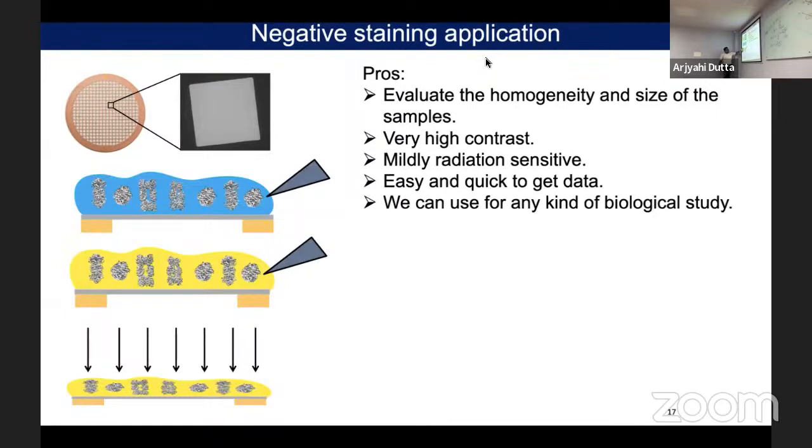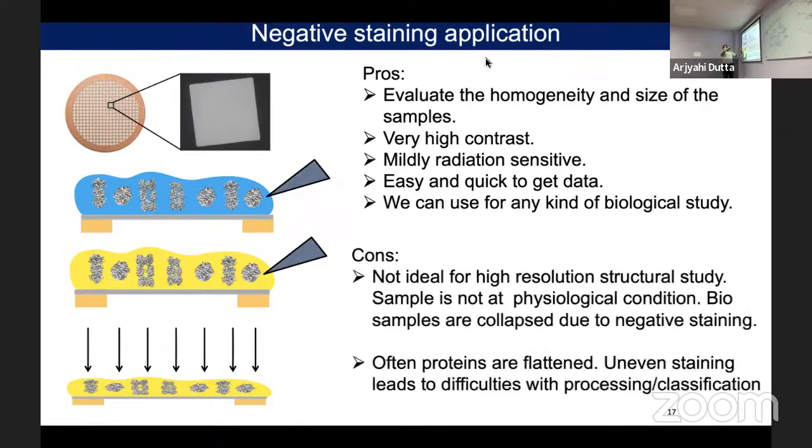Then when the electron beam passes through this, you can get a 2D image. When there is a 3D structure and you blot everything until it is completely dry, it is basically collapsed and not in its original position. That is why, as I mentioned here, most of the time you can check the homogeneity, size, and concentration of the sample. The contrast is always very good. You can use any kind of electron beam because the sample is completely dry, and you can get the data easily and quickly. You can use it for any kind of biological sample. The major problem is that the sample is not in physiological condition anymore because it is completely dehydrated.